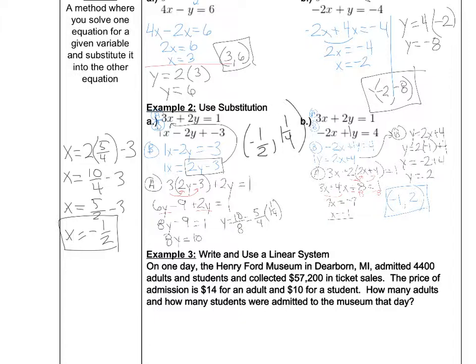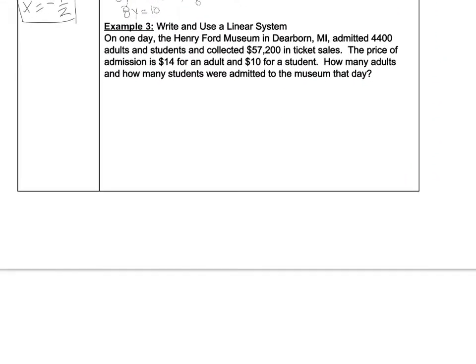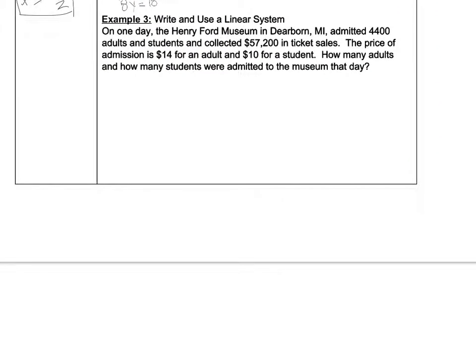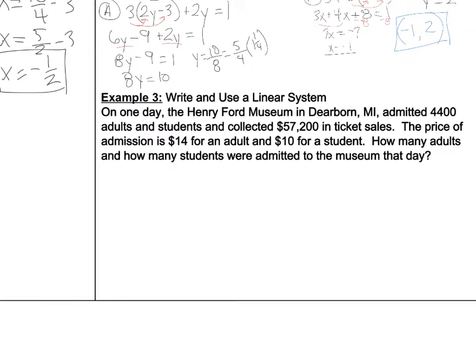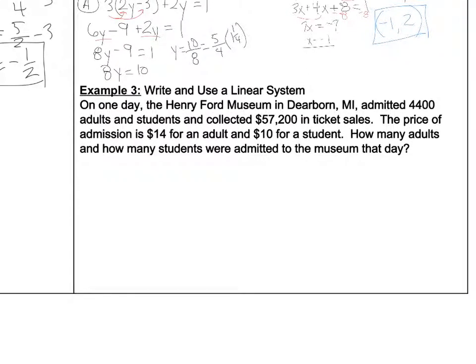Now, lastly, the word problem. Let's talk about this. On a particular day at the Henry Ford Museum in Dearborn, Michigan, they admitted 4,400 adults and students, and they collected $57,200 in ticket sales. The price of admission is $14 for an adult and $10 for a student. How many adults and how many students were admitted that day? So, let's identify important pieces to our puzzle.